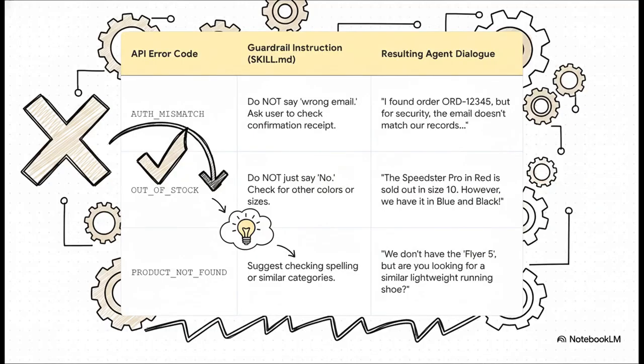Let's just zoom in on this out-of-stock error for a second. This is huge. A lazy system would just come back and say, nope, sorry. But a good guardrail gives a clear instruction. Do not just say no. Go check for other colors or sizes. The result? A super helpful response that turns a dead end into a potential sale. And that right there, that's the difference between a cool demo and a system that's actually ready for production.